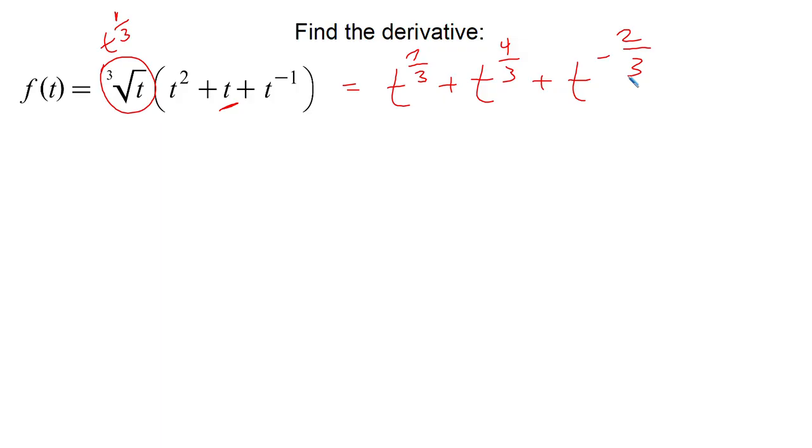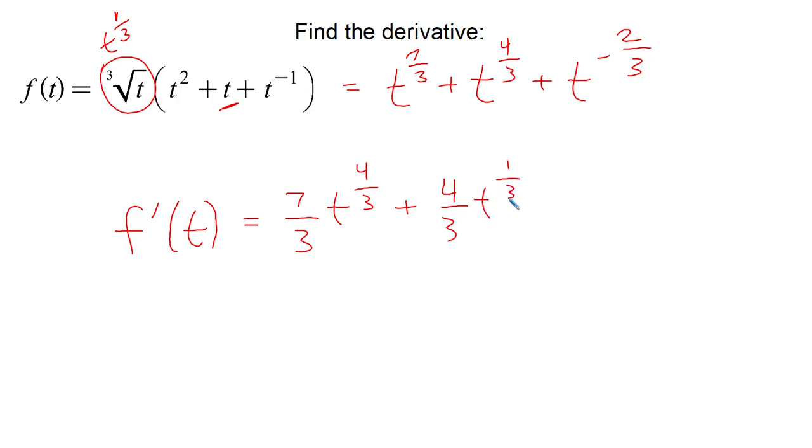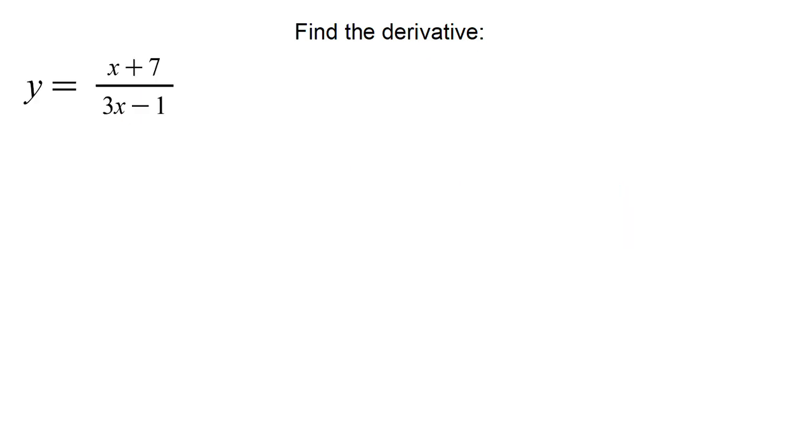And again, that's just the simplification out in front before we actually take our derivative, f prime of t, which should be 7/3 t to the 4/3 using the power rule on the first term. And then our second term should be 4/3 t to the 1/3, again using the power rule. And then our last term should be minus 2/3 t to the negative 5/3, once again using the power rule. So always simplify first if you can.